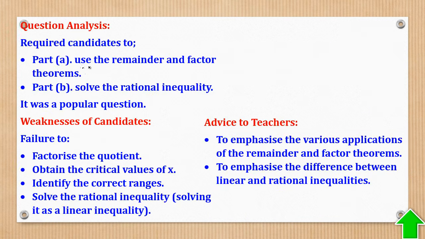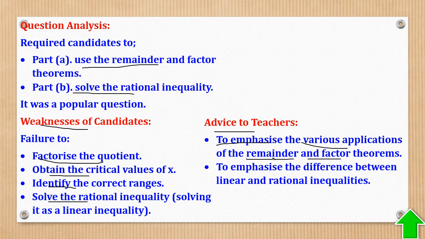So the question required them to use the remainder theorem in part A and the remainder and factor theorem, and also to solve rational inequalities in part B. The weakness of candidates was failure to factorize the quotient. Factorizing was the challenge. Failure to obtain critical values, that was now in part B. Failure to identify the correct ranges, that is the table of signs, and failure to solve the rational inequalities. So the advice is that teachers should emphasize the various applications of the remainder and factor theorems, and also emphasize the difference between linear and rational inequalities.